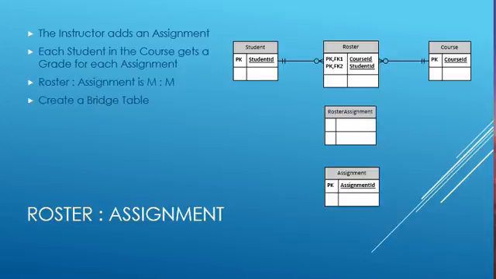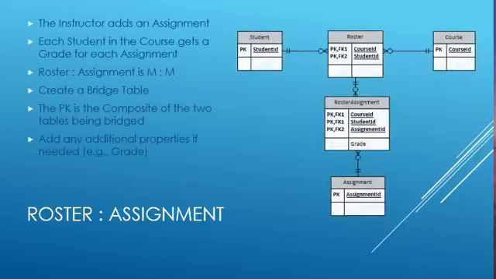Because this is a many-to-many relationship, Bob's rule still applies where we create a bridge table. In this case, we will call it roster assignment. And the second part of Bob's rule says that the primary key of the bridge table is the composite of the primary keys of the two tables being bridged together. In this case, it's roster to assignment.